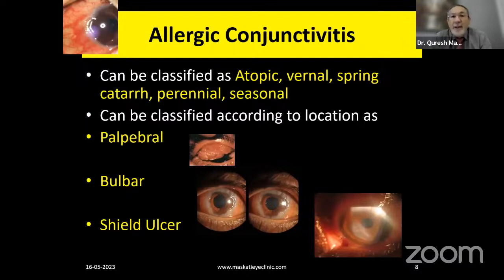Allergic conjunctivitis, there are various names to it. Atopic, if even the skin is involved, or vernal, which occurs not during the spring or summer months, or perennial if it is all the time, or seasonal if it is according to season. As I told you, it could be palpebral if it's in the upper or the lower eyelid, or it could be bulbar, or sometimes if the palpebral rubs against the cornea, then you can get what is called a shield ulcer, ulcer on the cornea, as you can see in the lower right picture.